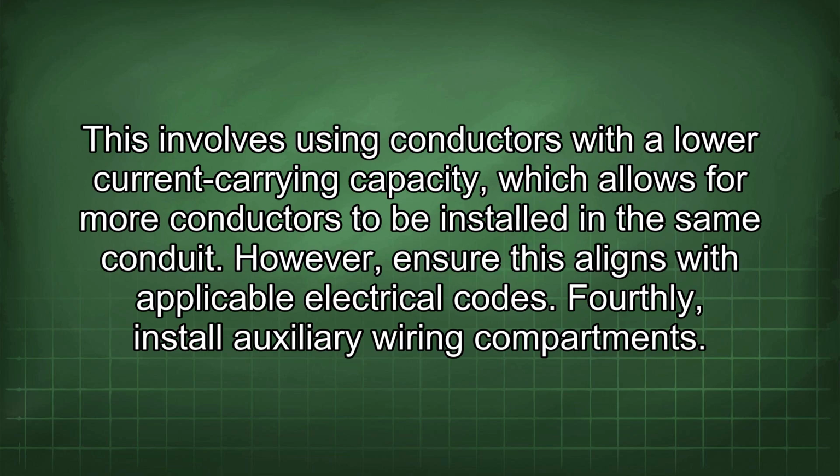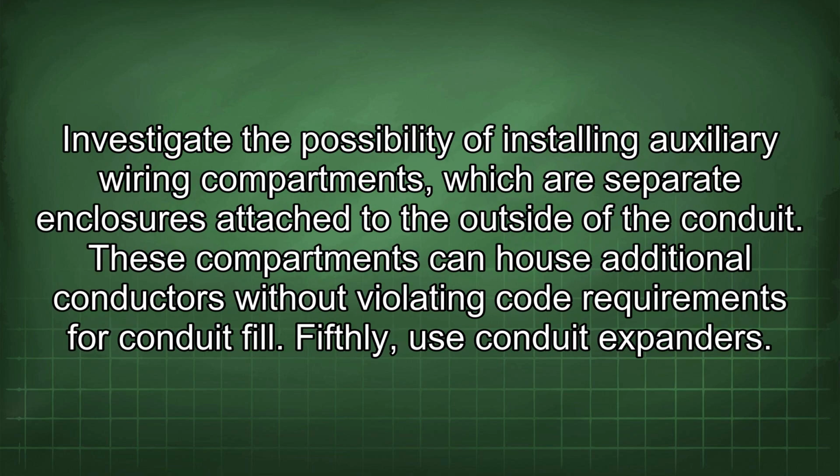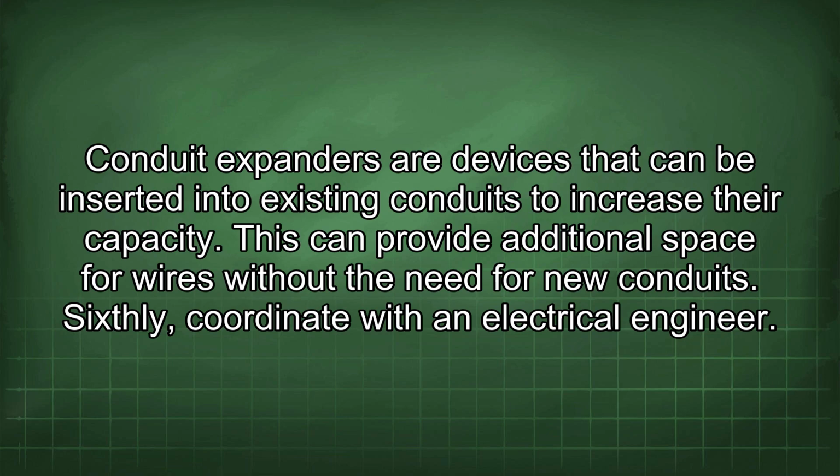Fourthly, install auxiliary wiring compartments. Investigate the possibility of installing auxiliary wiring compartments, which are separate enclosures attached to the outside of the conduit. These compartments can house additional conductors without violating code requirements for conduit fill. Fifthly, use conduit expanders. Conduit expanders are devices that can be inserted into existing conduits to increase their capacity. This can provide additional space for wires without the need for new conduits.